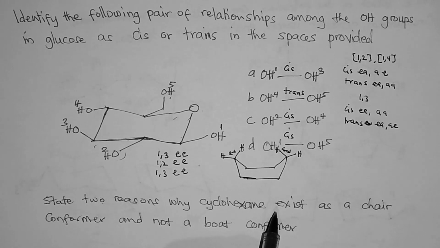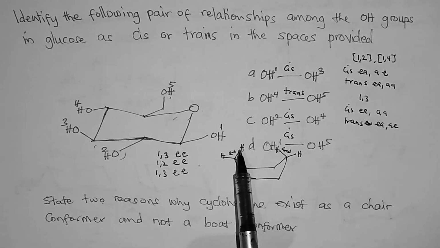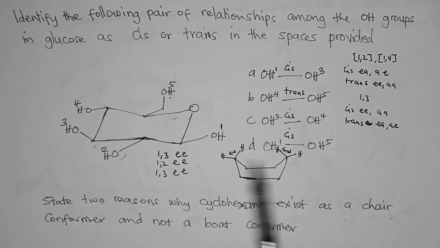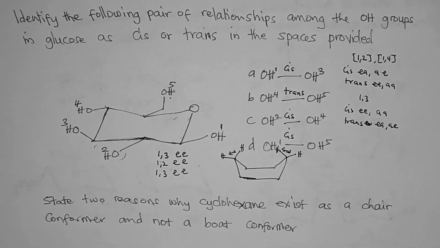And then the second reason is because of the higher energy of the boat conformer. It forces the protons in eclipse position. So remember that from Newman projections, we've already established that eclipse position of atoms makes the molecule unstable, makes the boat conformer very unstable, and therefore it will form a chair conformer.